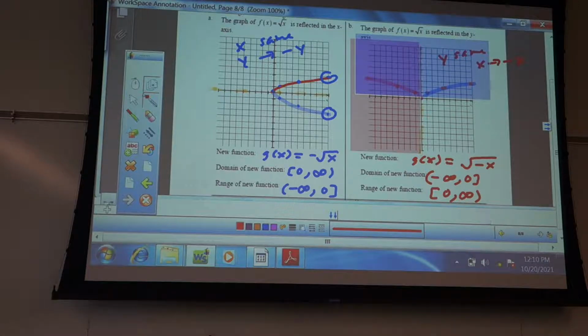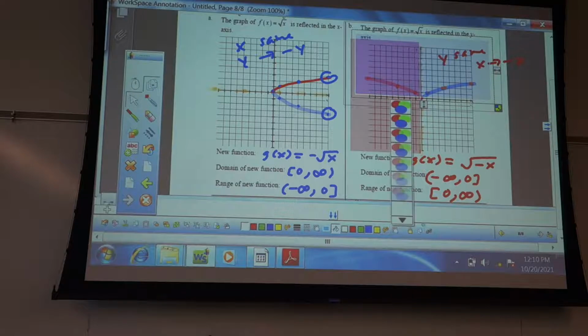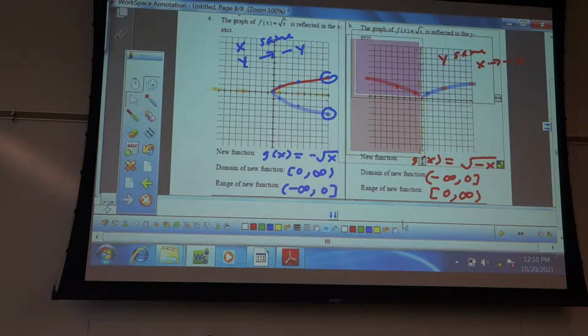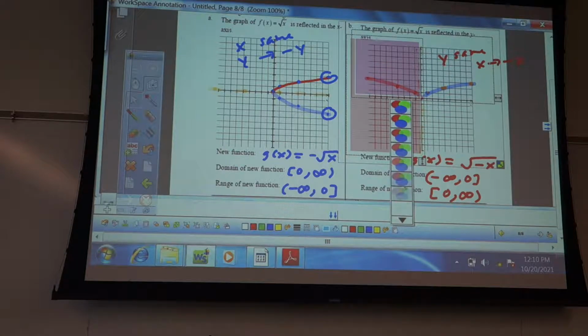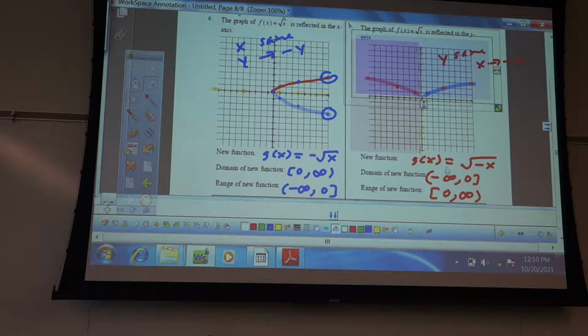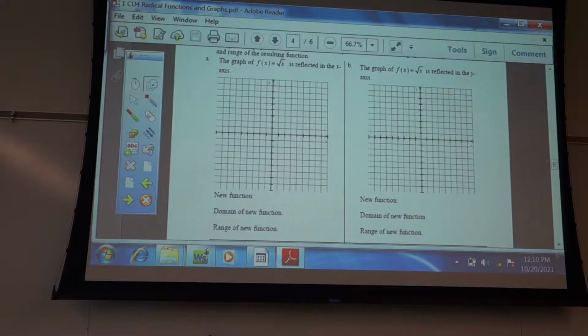Make those lighter. Is that too light? It's too light, isn't it? Okay, better? Okay. All right.